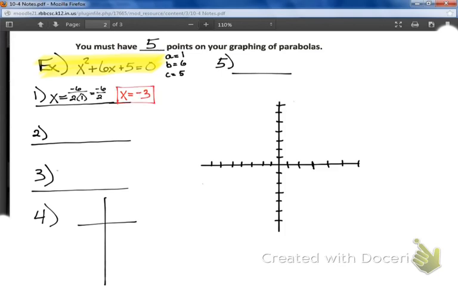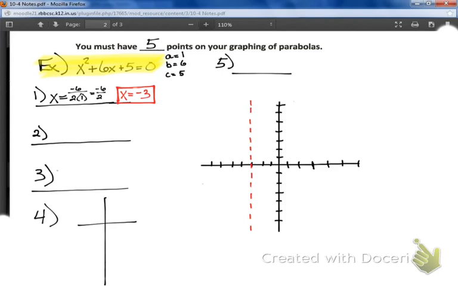Now what you do with that is you actually draw the axis of symmetry. In our definitions you were told that the axis of symmetry is that vertical line that goes right down through the center of the parabola. So the very center of the parabola is going to be right here at negative 3. Okay, so I draw a dotted line there representing the center of the parabola.